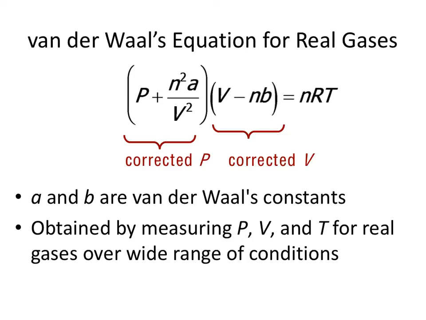You shouldn't have to actually use this equation. I just want you to know it and understand it. So it changes a few things. You can see that first we have to correct for pressure, and then we correct for volume. And so we have these two pieces that change it. A and B are van der Waals constants, and they change depending on the compound that you have. We find them from measuring pressure, volume, and temperature for the real gases over a wide range of conditions, and then we can calculate them based on these equations. You'd actually probably plug it into some sort of supercomputer and find the actual constants.